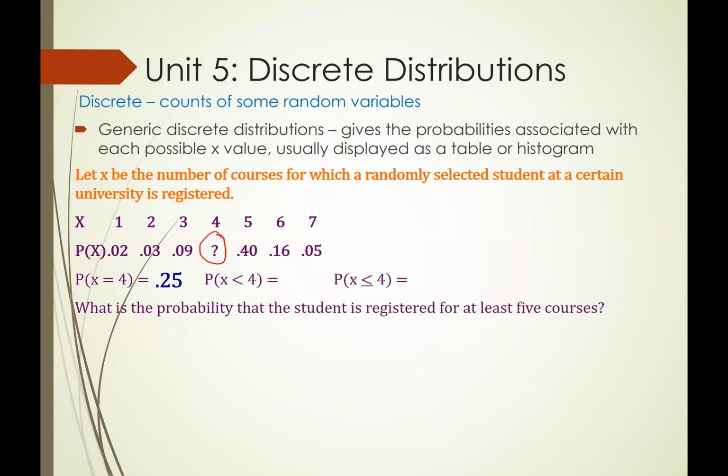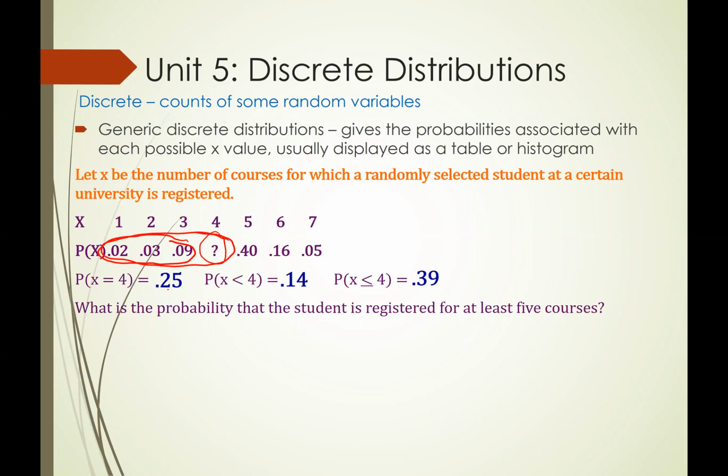Probability X is less than 4. It's going to be these 3 numbers. So you add those together, you get 0.14. The probability X is less than or equal to 4 would now include 4. So it's going to include all 4 of these numbers. So this, and also the 0.25, which is 0.39.